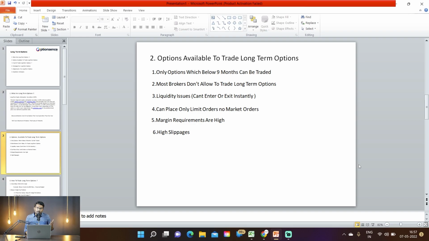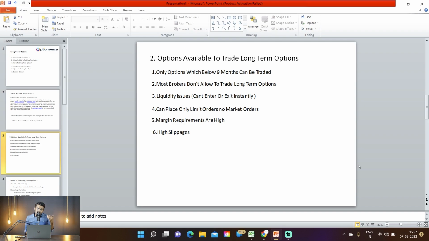So what does this mean? It means the slippages might be on the higher side. You are not going to get the rate which you are anticipating or which you have estimated. So this is the problem of long-term options.